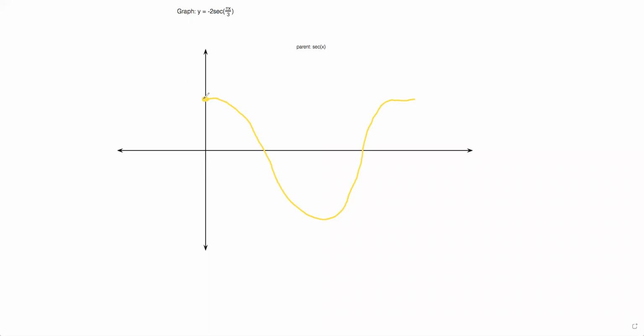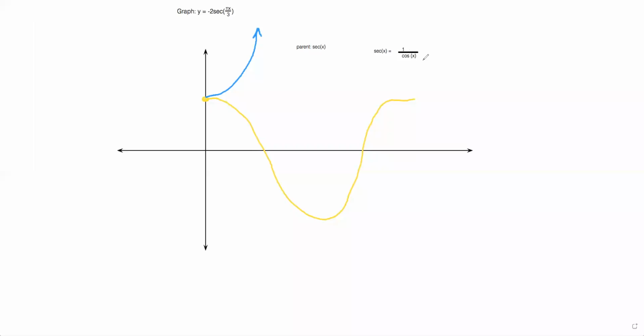So we start right here at 0, 1. It consists of an all the way down and then an all the way back up. So that's how we know what cosine looks like. Secant is going to be the reciprocal of cosine, so I'm going to use a different color to draw what a secant looks like based on cosine. And then I want to identify all the reciprocals. The reason for that is because secant can be written as 1 over cosine of x.